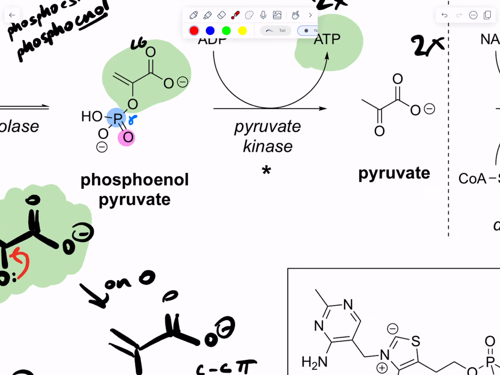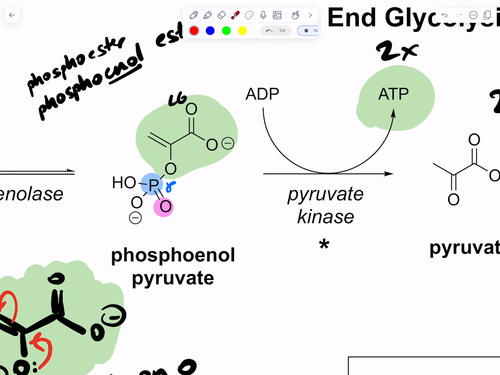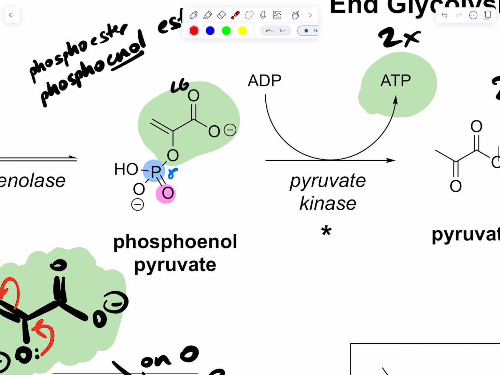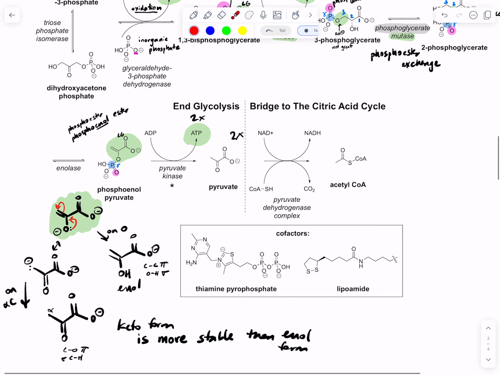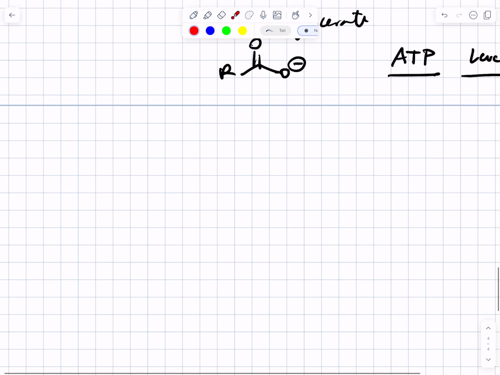The other thing that makes phosphoenol pyruvate unstable is how close the carboxylate is to the negative charge on the phosphate. So there's some charge repulsion that gets relieved when you make ATP. Okay, so let's show you just the mechanism of that pretty quickly.